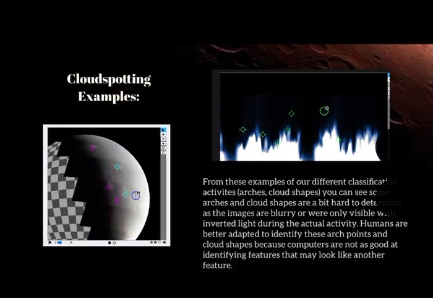Cloud spotting examples. From these examples of our different classification activities, which included arch identifications and cloud shape classifications, you can see some arches and cloud shapes are a bit hard to determine as the images are blurry or were only visible with inverted light during the actual activity. Humans are better adapted to identify these arch points and cloud shapes because computers are not as good as identifying features that may look like another feature.